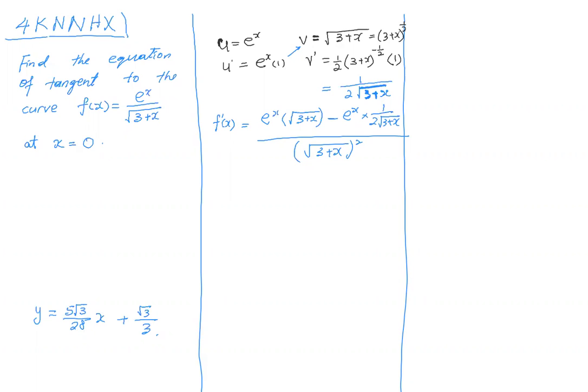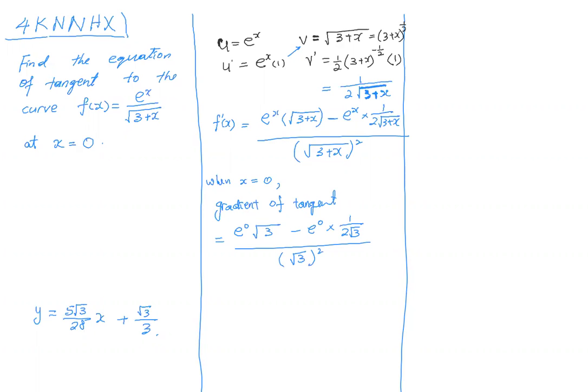So I straight away say when x equal to 0, so the gradient of tangent, if they ask for gradient of tangent after you differentiate, also you do like that. Understand? So you just sub in. E to the power 0 square root of 3 minus e to the power 0 times 1 over 2 square root of 3. The whole thing divided by square root of 3 squared.